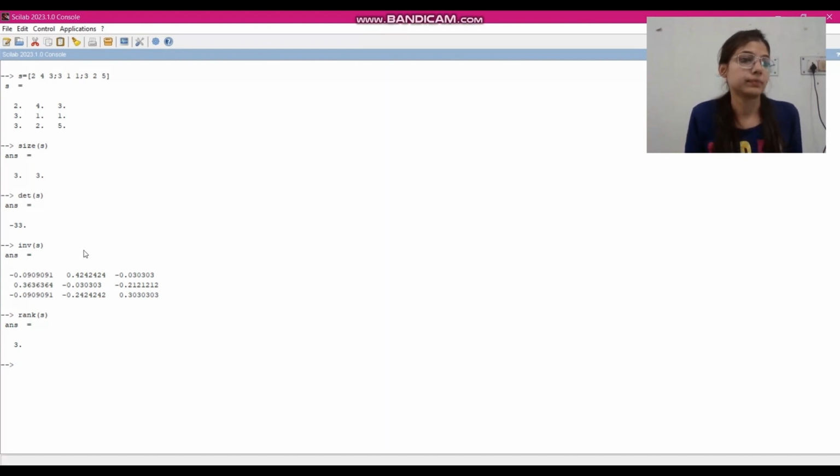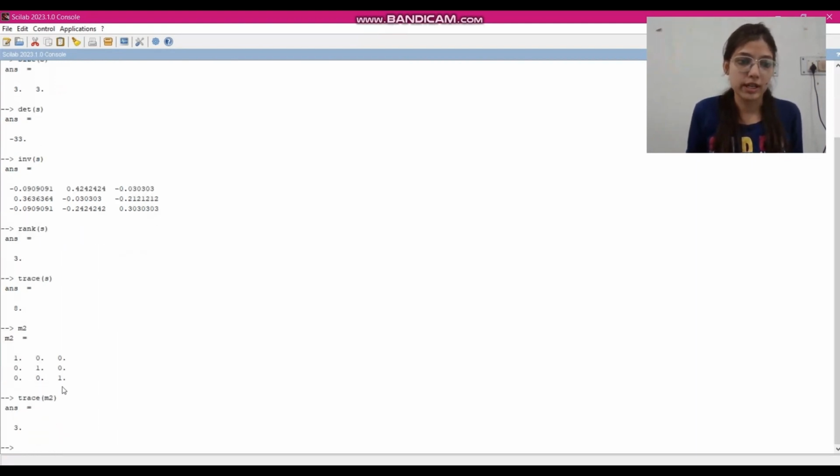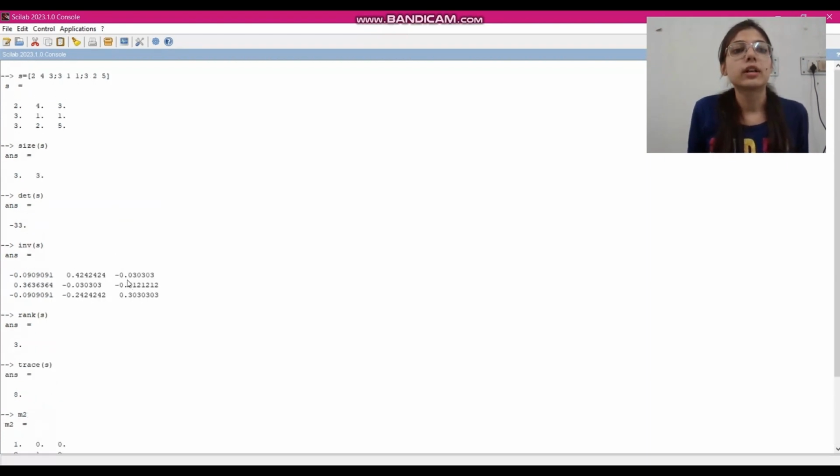So next, among the operations, is the trace. What is the trace? Trace is the sum of diagonal elements. The diagonal entries are 2, 1 and 5. So if I write trace(S), this is 8: 5 plus 1 is 6, and 2 makes 8. Trace means the sum of the diagonal entries. We wrote M2 as 1 0 0, 0 1 0, 0 0 1. So the trace of M2 is 3. The sum of the diagonal entries is 3. So these are all the matrix operations.